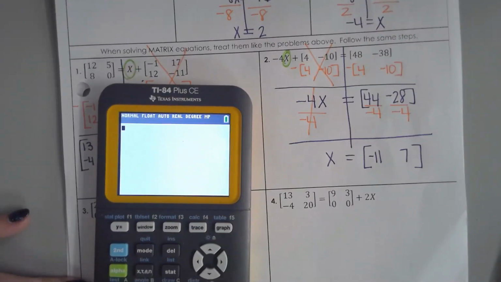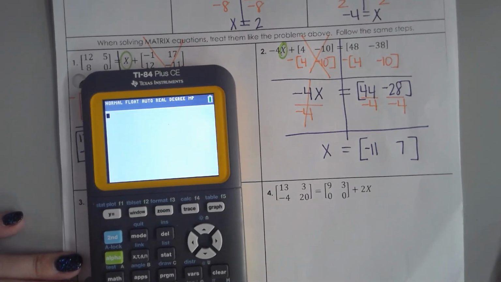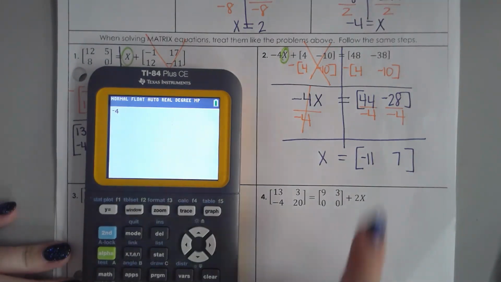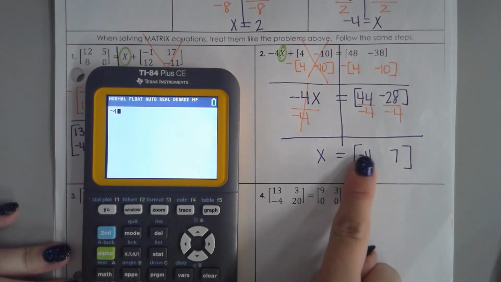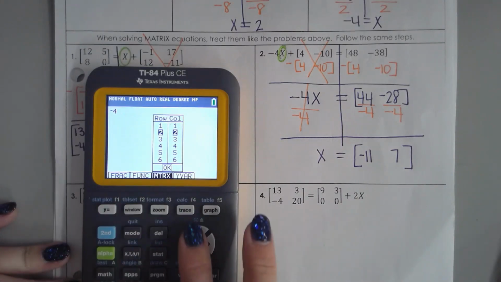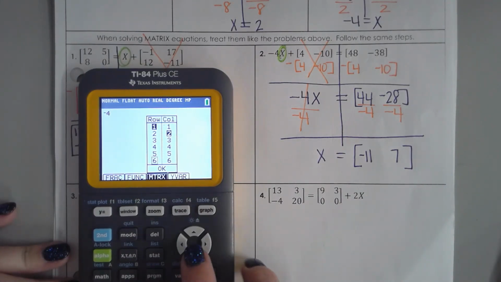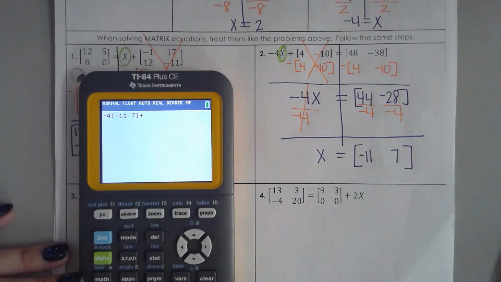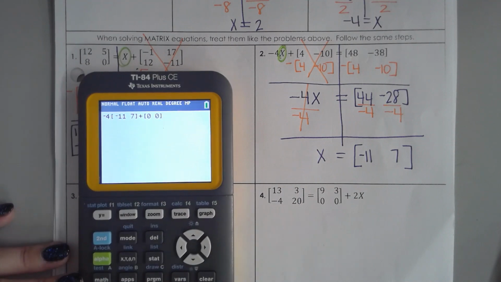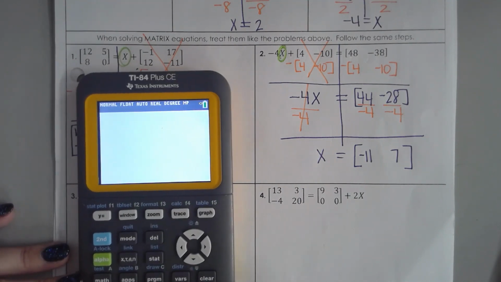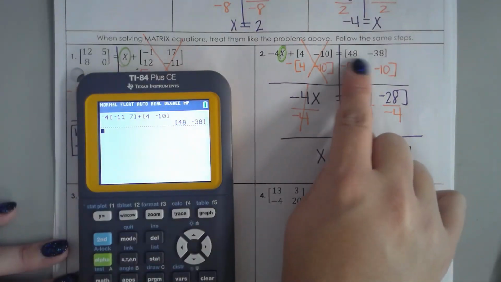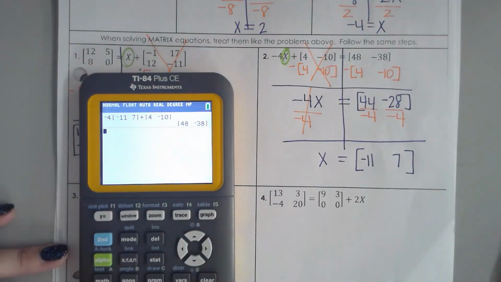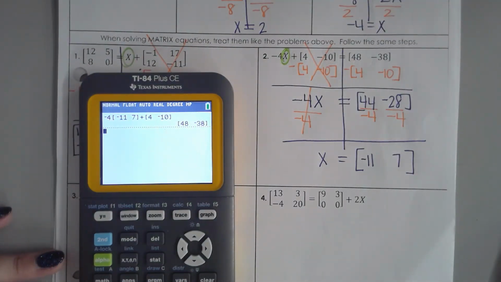So I'd like to check my answer. Won't take me longer probably than a minute to check. I'm going to go back to my original problem and type in negative 4, and then I'm going to type in the matrix that I got here for matrix X. It's a 1 by 2. I got negative 11, 7 plus 4, negative 10, and that did give me 48, negative 38. So that tells me that it is correct.